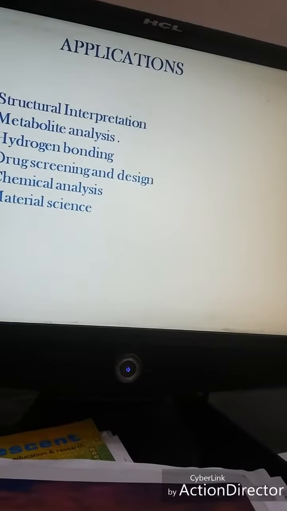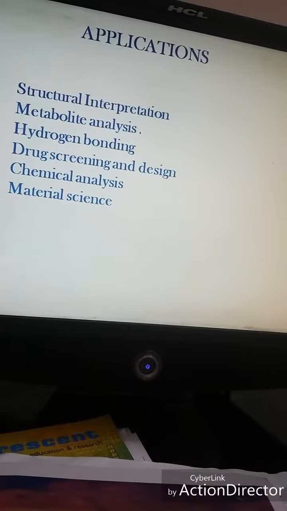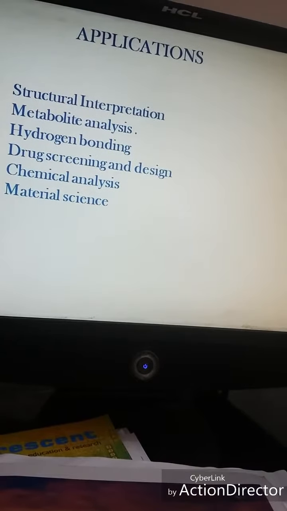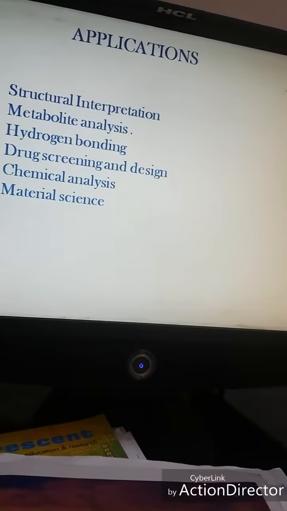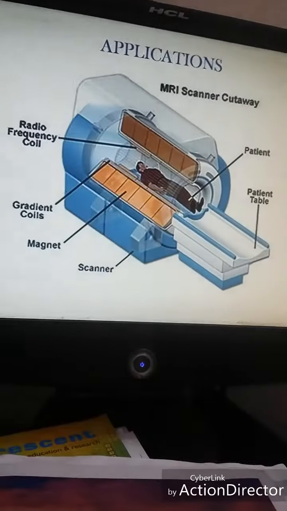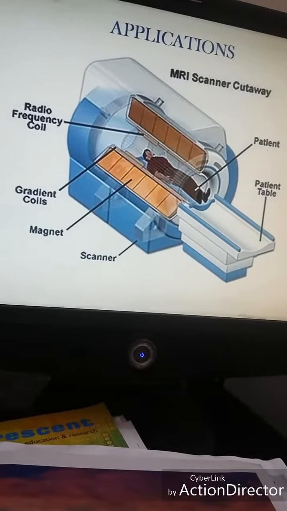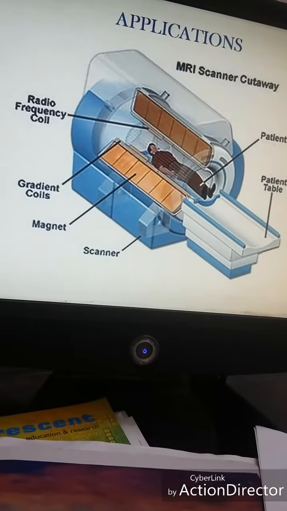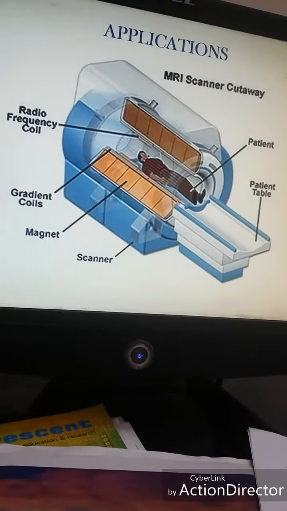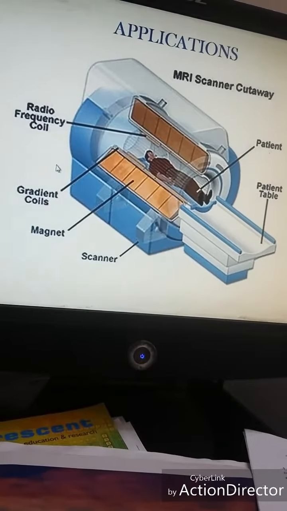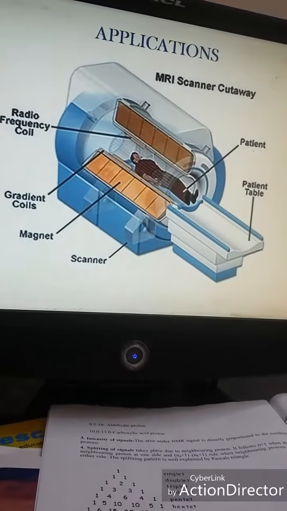These are the applications. NMR is used in structural interpretation, in metabolite analysis, and in finding out the type of bonding, whether it is hydrogen bonding or not, in drug screening and design, chemical analysis, in material science, and in the medical field it plays a very significant role. For example, MRI, which is magnetic resonance imaging, is a non-invasive diagnostic technique which uses radio waves, and is particularly used for imaging of soft tissues like brain, spinal cord, muscles, ligaments, and detection of abnormal tissues such as tumors.